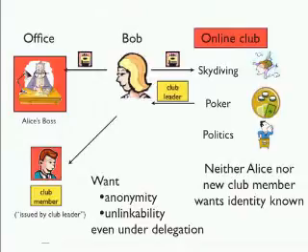Okay, and just to say exactly what we mean by unlinkability even under delegation, we mean even in the strongest possible scenario, so even if Bob and Alice's boss and somebody at the online club all get together and pool their information, they shouldn't be able to tell that they're all talking to the same person. So we're looking at the strongest possible scenario, and we try to get results there, and then you could use weaker versions in whatever situation you want.